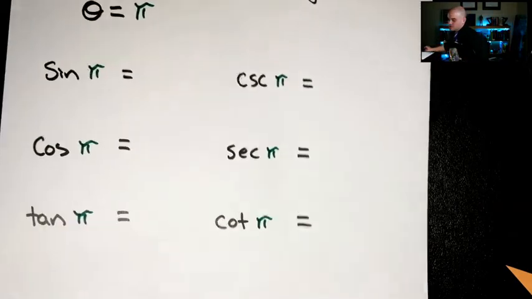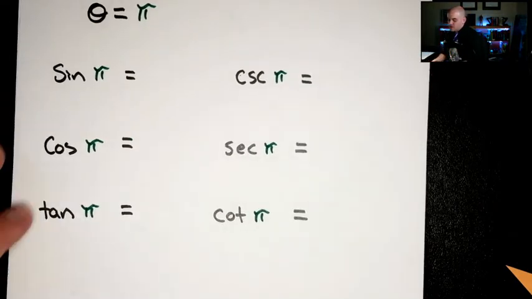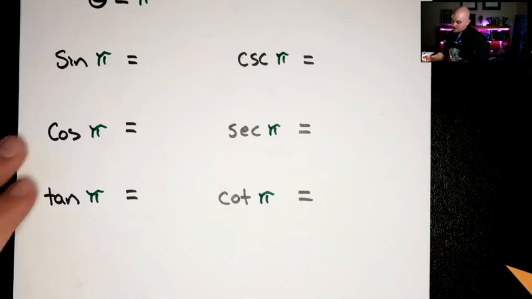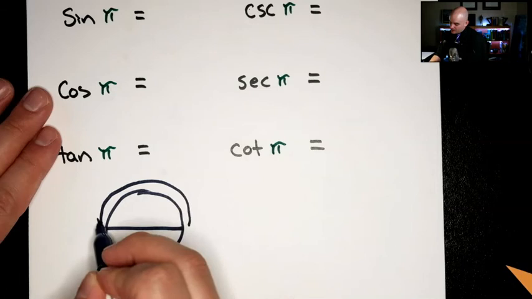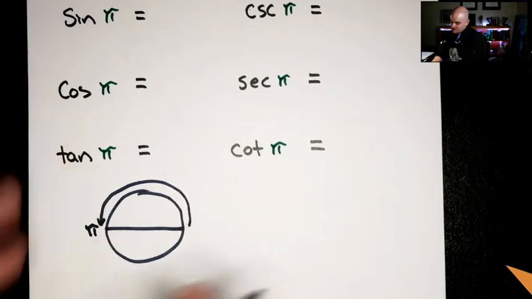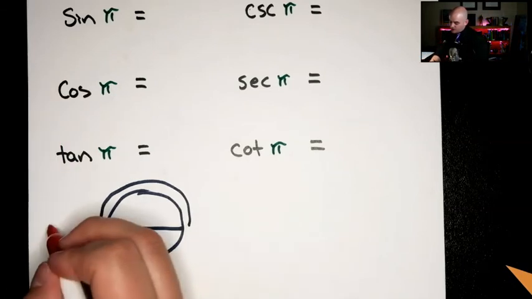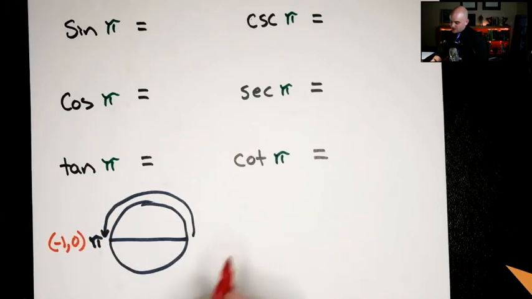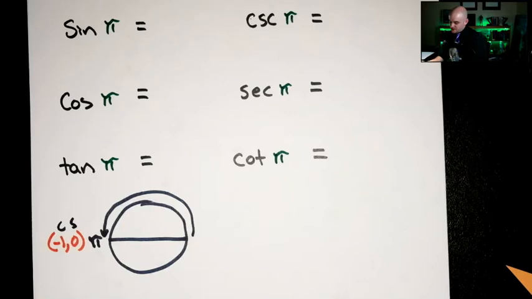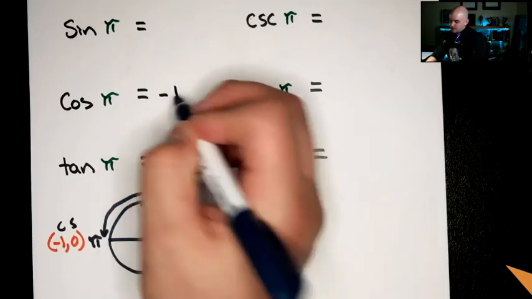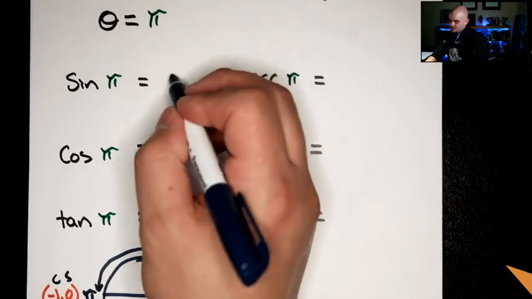All right, let's look at this one right here. This time we're going to evaluate it for pi. So here's my unit circle. And remember, pi is going all the way around this way. Right here is where pi is. And what are the ordered pairs there? Well, we've got at negative 1, 0. So remember, again, alphabetical order, cosine and then sine. My cosine is negative 1, but my sine is 0.